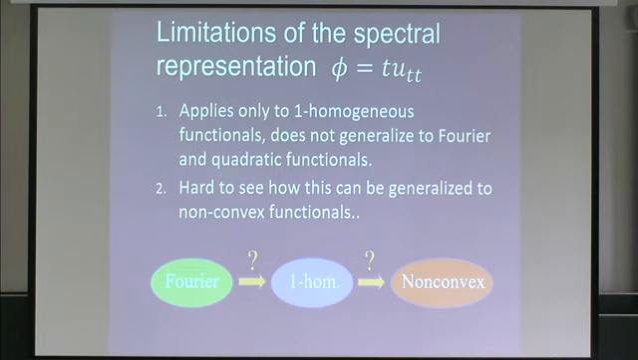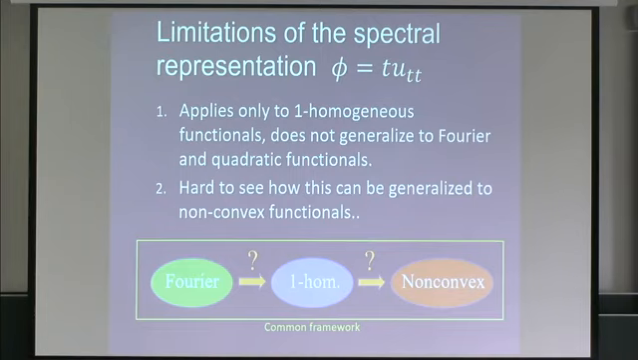Okay, and it's very hard to see how, from this, if we have non-convex functionals, we don't know what to do then. So we have here, it's very nice. Fourier is known, but we cannot go very naturally from here to here. We cannot go naturally from here to here. So this is what I will talk about now.